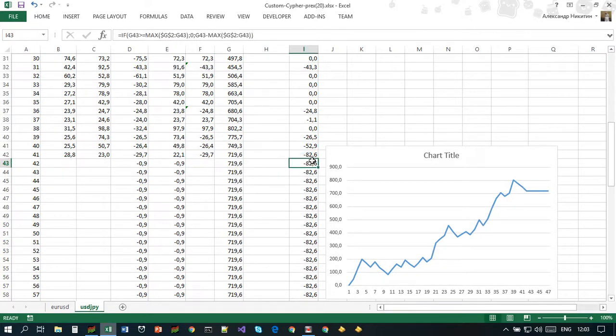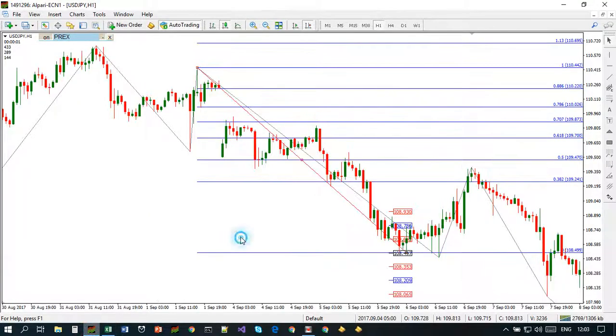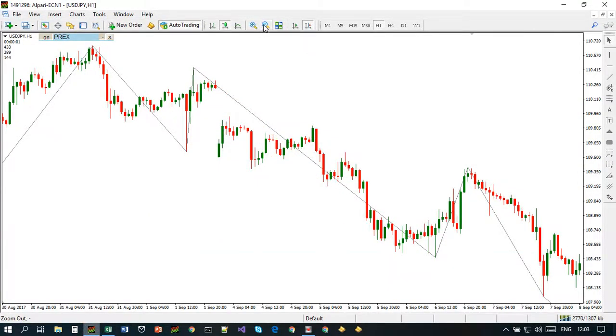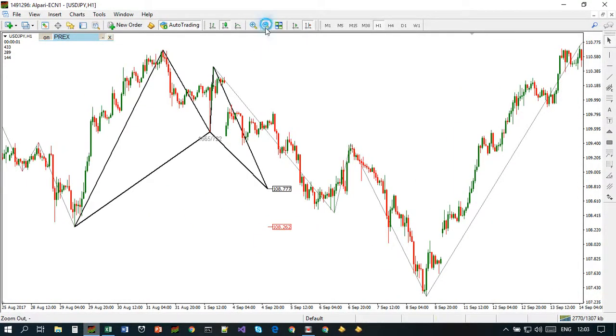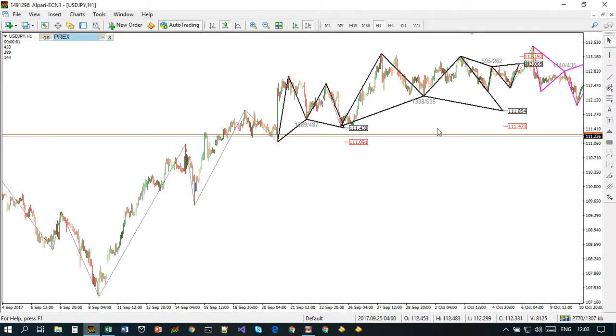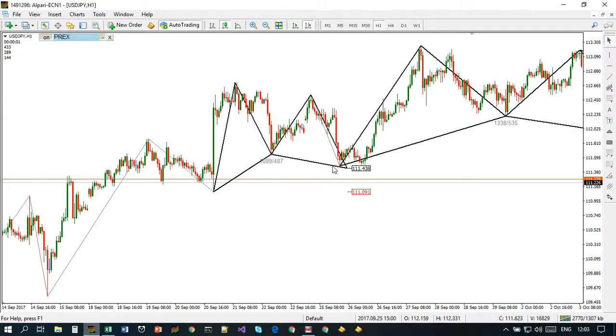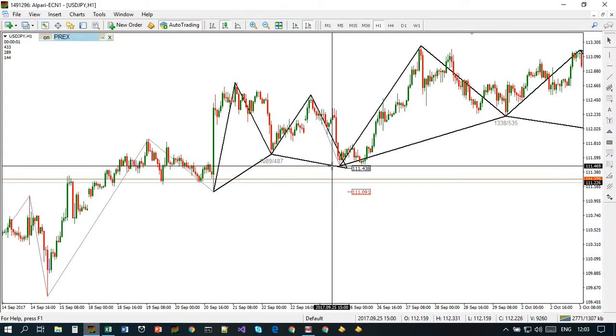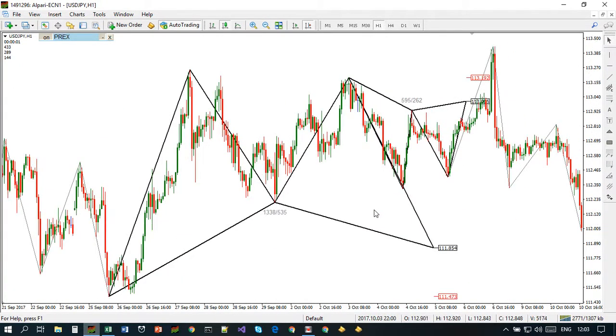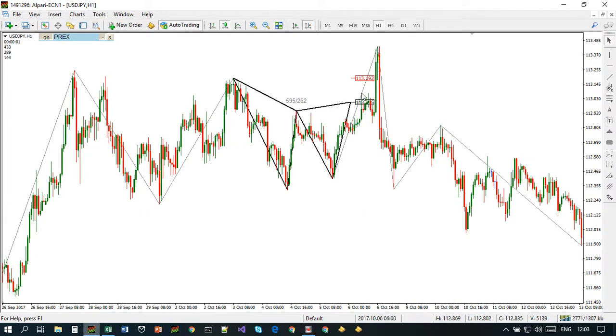Okay, the drawdown continues, 82 pips, and it doesn't look like 82, it looks like something small, because it all is relative. You compare it to your previous movement. If your previous movement was large, it doesn't seem like you have a large drawdown. If your previous movement was small, it looks very large.